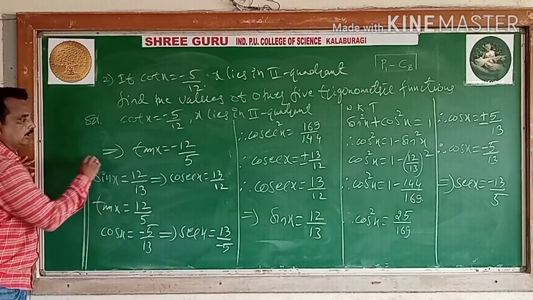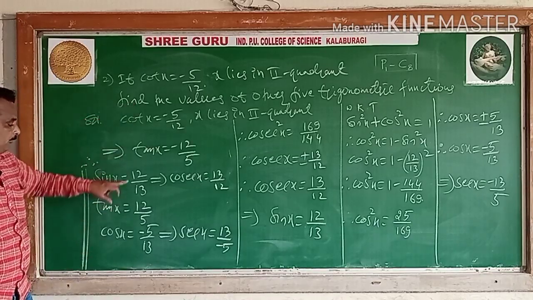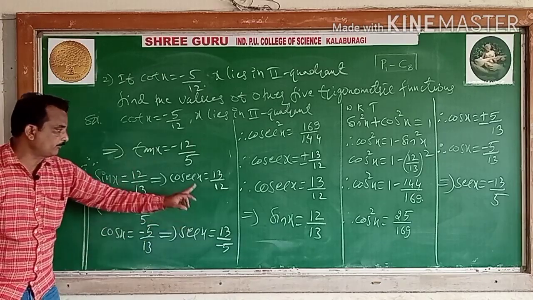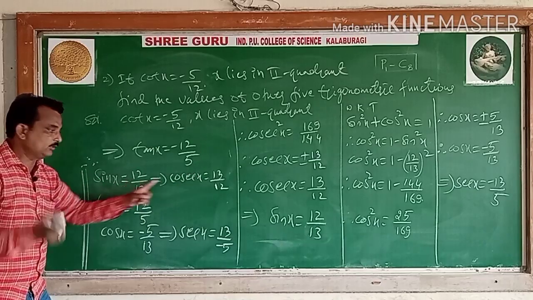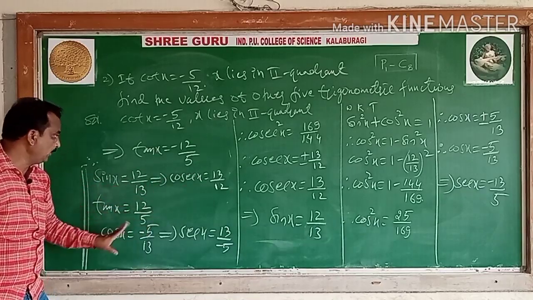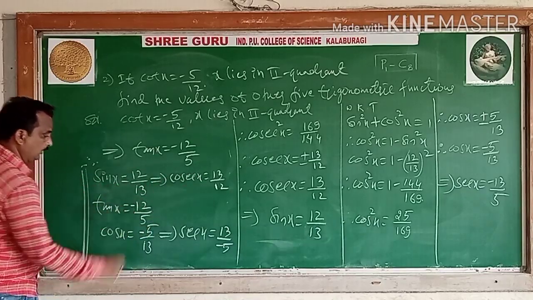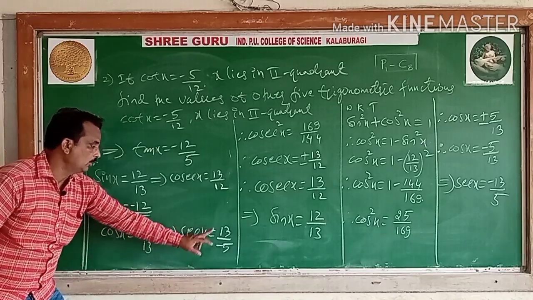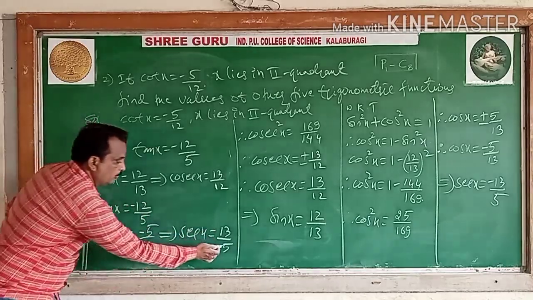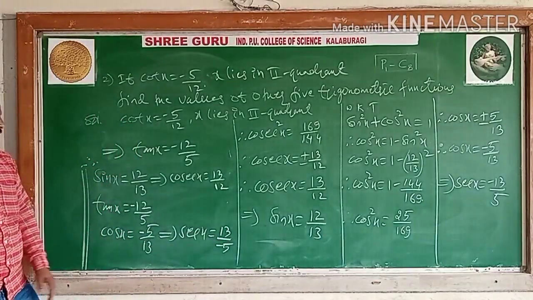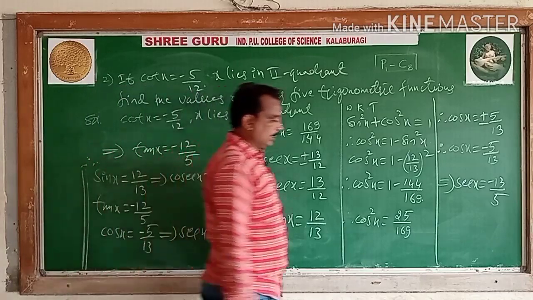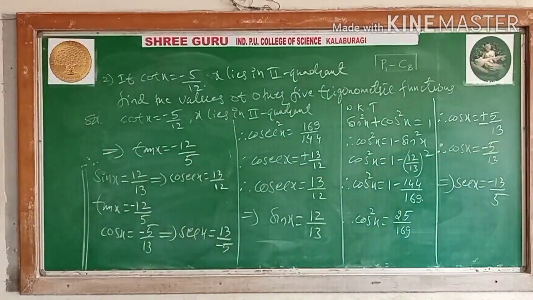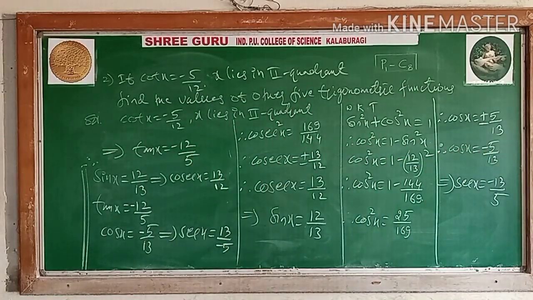Therefore, as the conclusion, you should write the result here: find the other 5 trigonometric functions. These are the 5 trigonometric functions. See, which quadrant? Second quadrant. In the second quadrant, you should know only sine and cosecant are positive. Remaining all are negative. You may write the negative sign here also, minus 13 by 5. So given one function, we are finding the other 5 trigonometric functions.